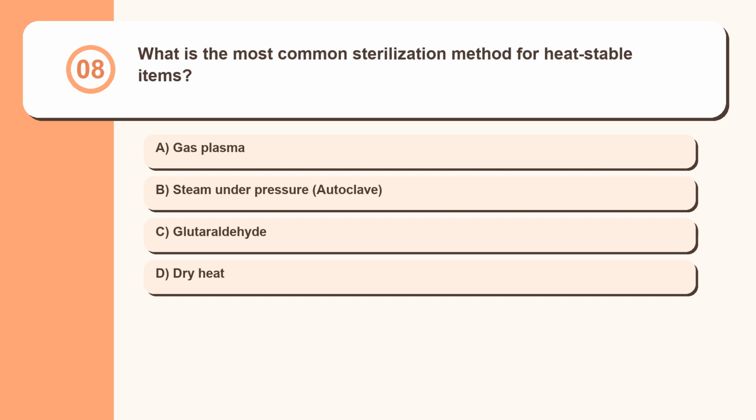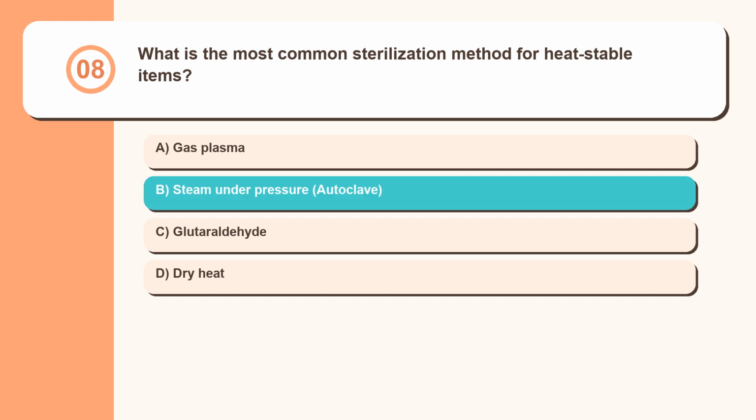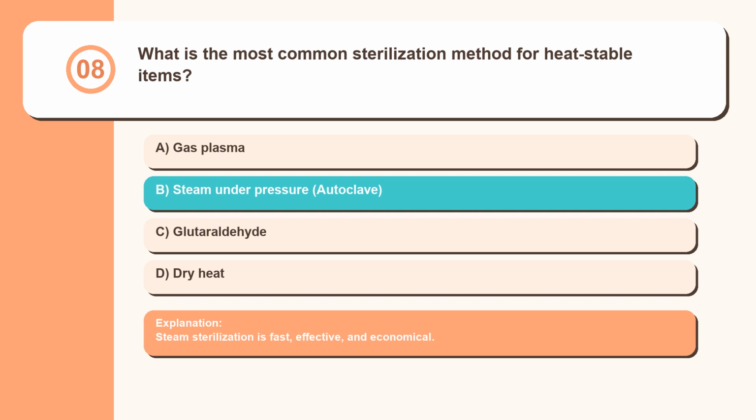Question 8. What is the most common sterilization method for heat-stable items? Gas plasma, steam under pressure, autoclave, glutaraldehyde, dry heat. Steam sterilization is fast, effective, and economical.